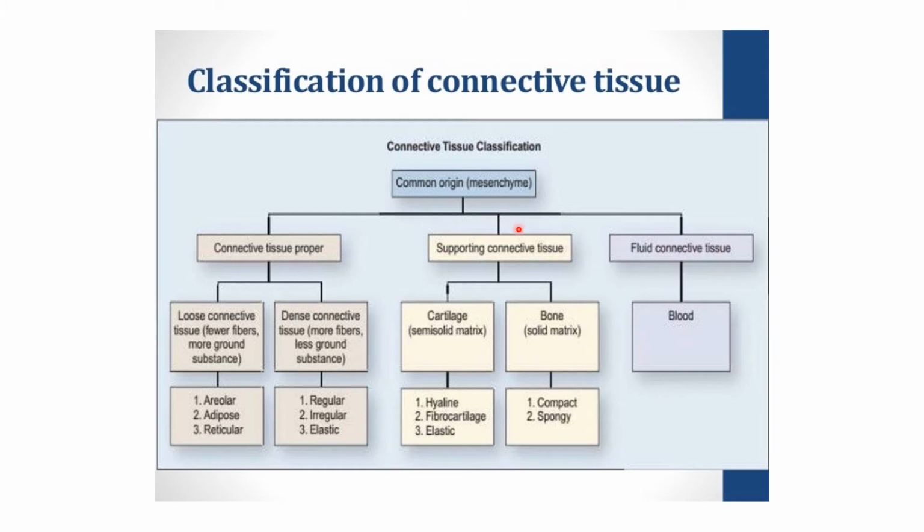Now supporting connective tissues are of two types, cartilage and bone. Cartilage has a semi-solid matrix and bone has a solid matrix. Now there are four types of cartilage, hyaline, fibrocartilage, elastic. And in bone there are two types, compact and spongy. And fluid connective tissue is nothing but blood.